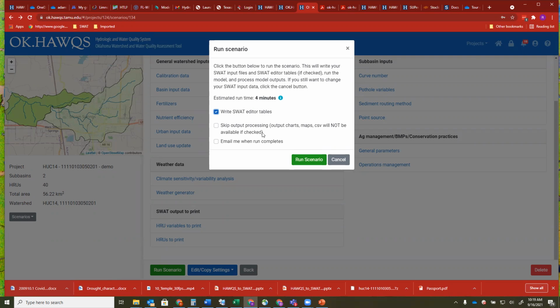Okay. If you don't want to process the output, some people say, just run the model. I want to analyze it outside because I'm doing other things and whatnot, or they are trying to import this into other models or other analysis. So you can skip processing them, thereby it saves time, obviously. Okay. When you finish, you can also click to run and send an email to you so that you don't have to wait on the screen to get the response. Since it's a small watershed, it's going to run quickly. So I'm not going to check the email option, but you can do that actually. So I'm going to say run my scenario.